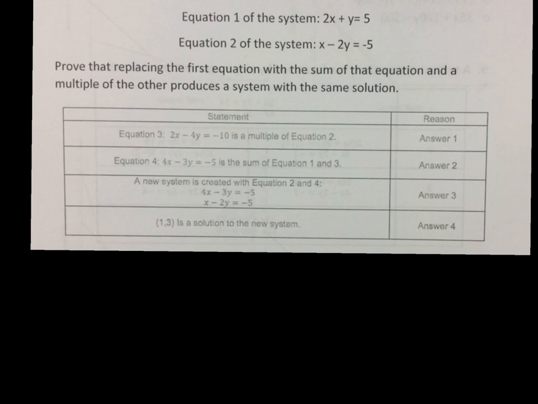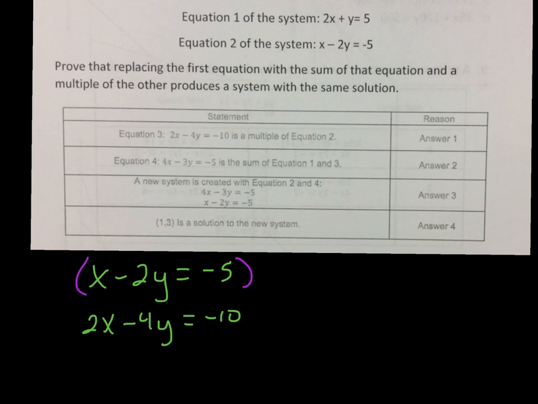Okay, here's equation 2. x minus 2y equals negative 5. And the new equation 3 is 2x minus 4y equals negative 10. Well, if you notice, we talked about this earlier. What did they do to this equation to get to this equation? Well, if you say they multiplied by 2, you would be correct. 2 times x is 2x. 2 times negative 2y is negative 4y. And 2 times negative 5 is negative 10. So this equation right here is correct. So let's go ahead and eliminate that.